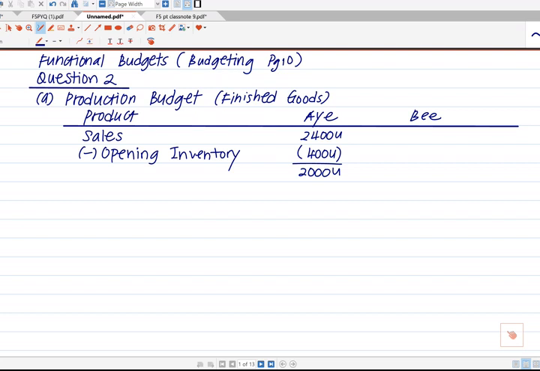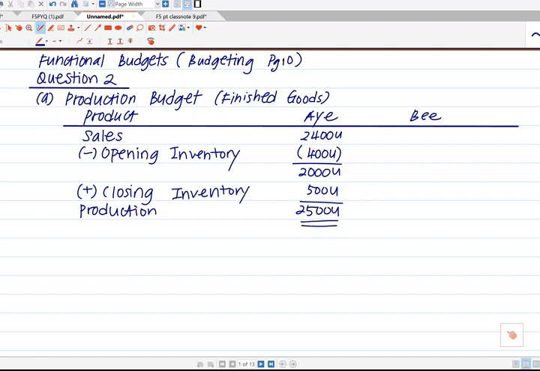But the thing is, we need to keep closing. In order to keep closing, we have to produce more. So we have to increase the production. We have to add back the closing to increase the production by how many units? 500. So whatever you have is your production budget. We are required to produce 2005 after the adjustment of the opening and closing inventory.